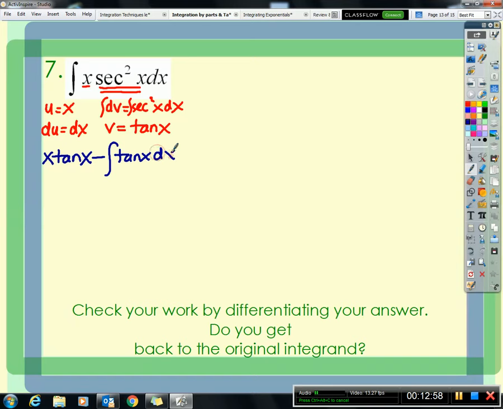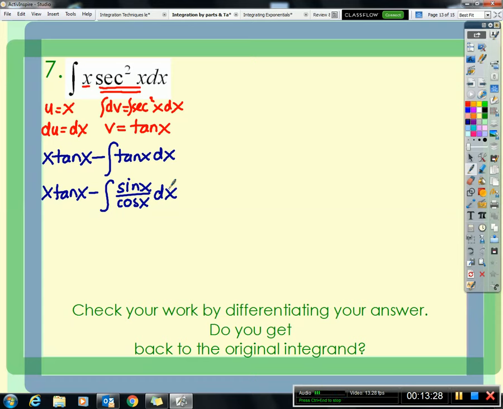Wow. Okay, so I feel like I ought to be able to integrate tangent x, but can you think of a trig function that when you take its derivative, you get tangent? Nope, I don't think there is one. Is there something else we can do? Why, yes. We can do trig identities and then use regular u substitution.